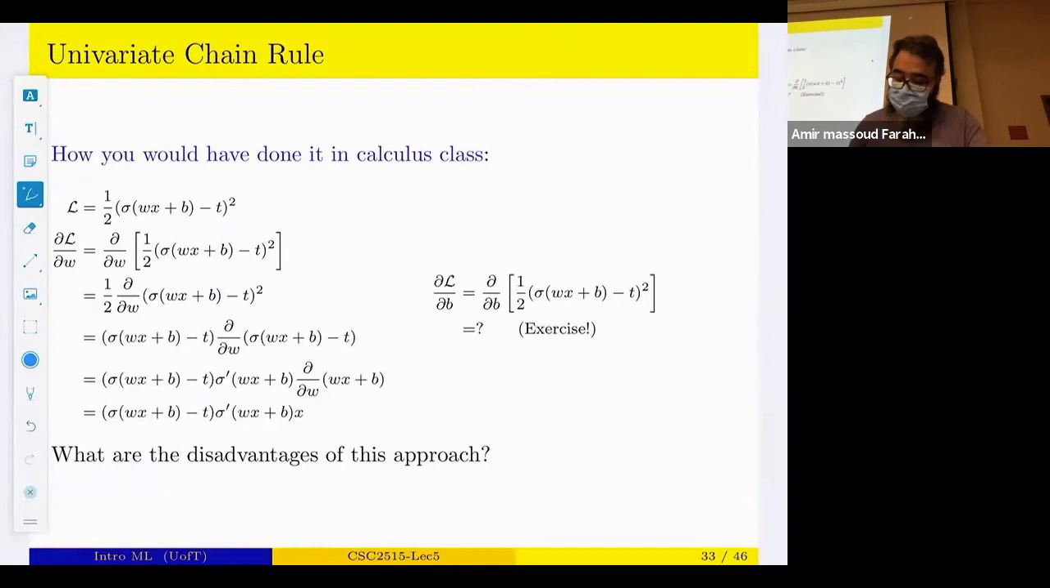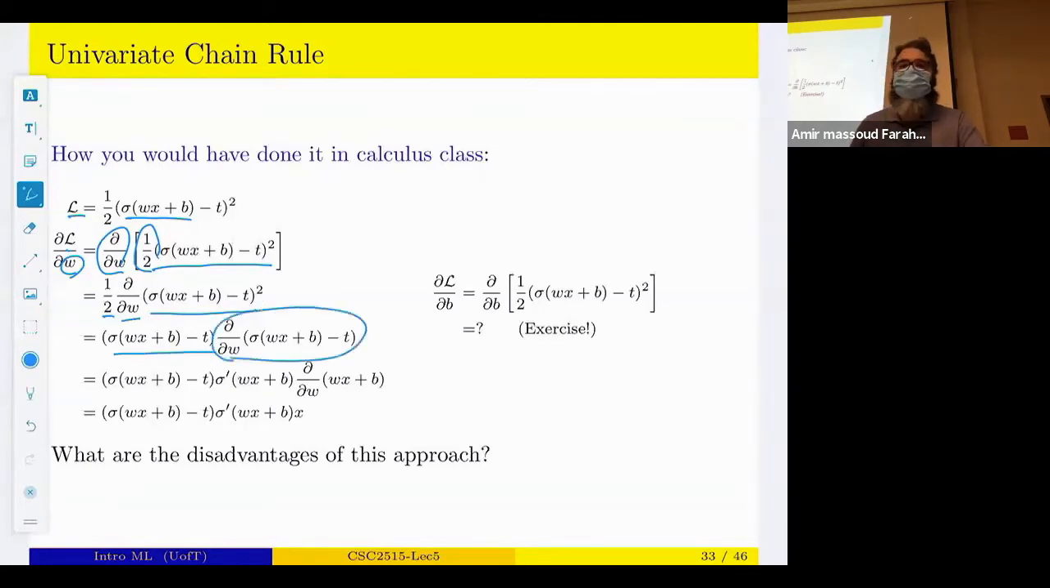So the usual way we can compute it is like this. Okay, so this is the loss. The loss can be written, I just put everything there, as one half of (sigma of Wx plus B minus T) squared. We want to compute the gradient of the loss with respect to W. I'm doing this very step by step. So I can write it as 1/2 of the gradient of this quantity. And if I compute it, it would be (sigma of Wx plus B minus T) times the gradient of that term.